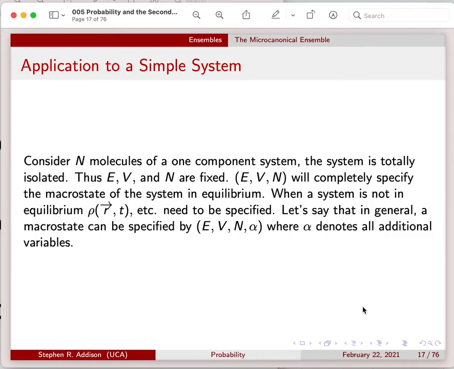When the system's not in equilibrium, for instance, its density may be changing, then things like density need to be specified. So in general, if we want to specify a general state when it may not be in equilibrium, we include an additional variable alpha, and that stands for all of the additional variables that we might need to deal with non-equilibrium states.